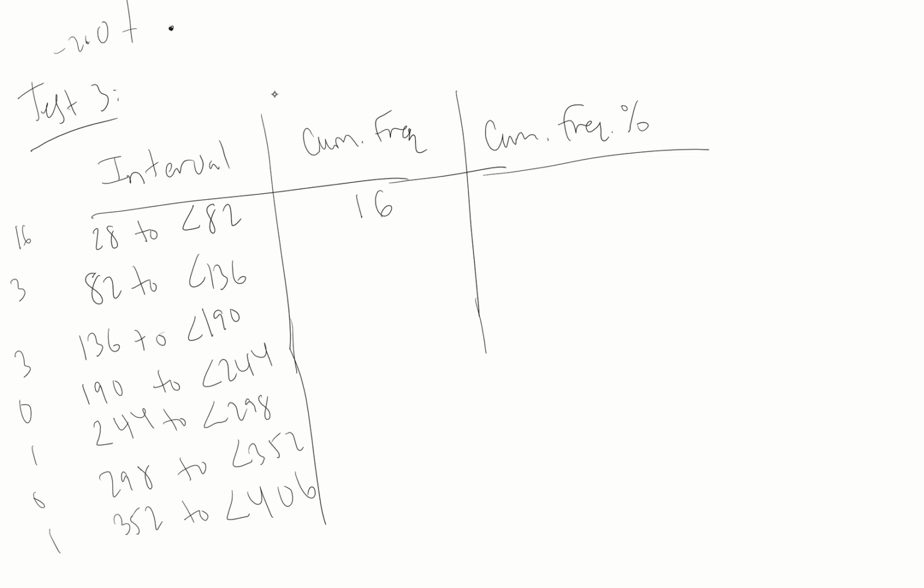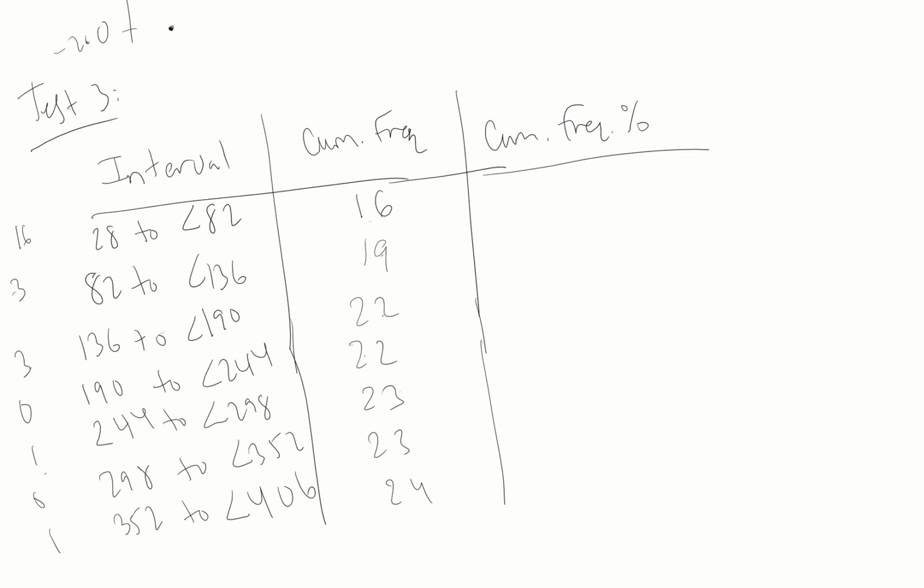So cumulative frequency, you're just adding these as you go. 16 plus 3 is 19. 19 plus 3 is 22. 22 plus 0 is 22. 22 plus 1 is 23. 23 plus 0 is 23. 23 plus 1 is 24. Okay?